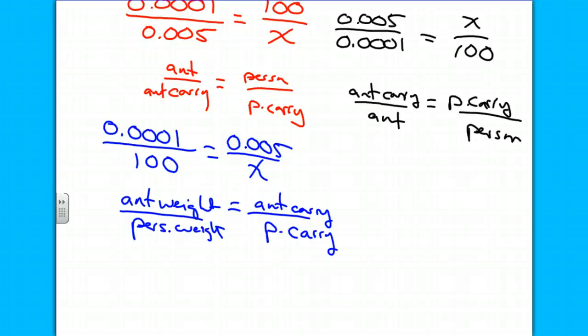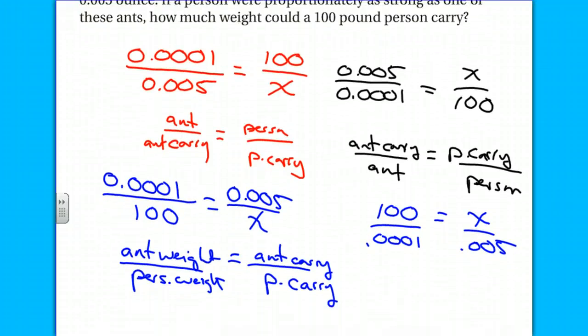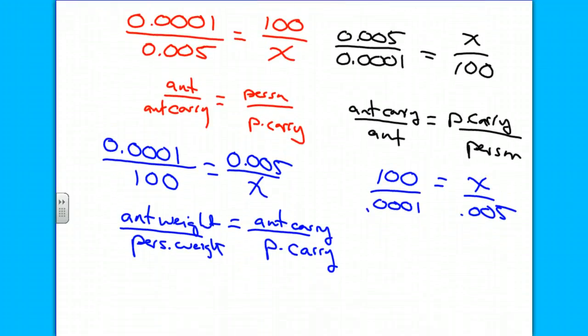Okay, and then the final way that we could do this is, couldn't we flip both of these? We could say that what a person weighs is related to what they can carry, just like what an ant weighs is related to what an ant can carry. Again, the ant is in both cases on the bottom there. So there are so many ways you can set up a proportion and still have a true statement. All of these are true. And so it doesn't matter which way you choose, as long as you choose a true way to write the statement.